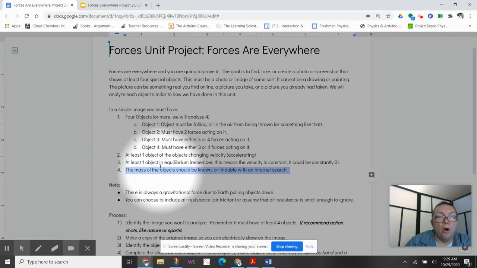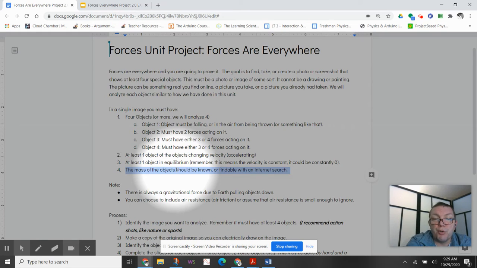Then of these 4 objects, we need to know the mass or be able to find or figure out the mass for each of those objects. Remember, mass is in kilograms, not pounds, not newtons. So if you have a person in the picture and you know that person, you can ask them what they weigh. Once you know the weight of that person, then you can ask Google to convert weight in pounds to a mass in kilograms. Mass is how much stuff is there. It doesn't include the effective gravity. We need to know mass.